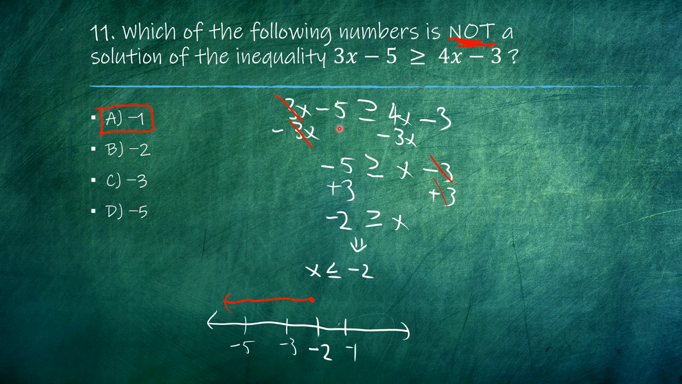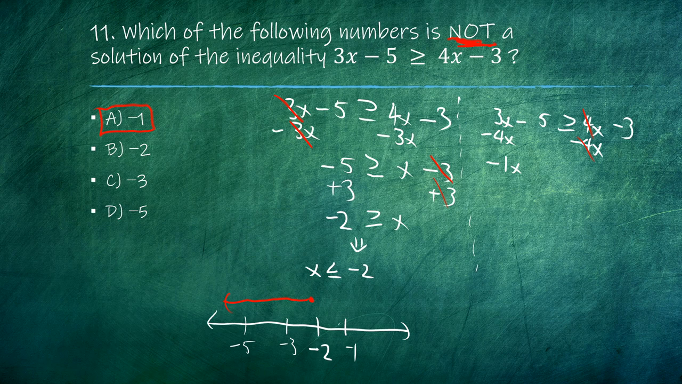One reminder is that whenever we are solving an inequality and we are multiplying or dividing by a negative number, we have to flip the sign. Let me show you what I mean by that in case you want a quick review. When we are solving this problem, 3x minus 5, 4x minus 3, let's say instead of subtracting 3x on both sides first, let's just subtract 4x on both sides. So we have minus 4x, minus 4x, so this cancels out.